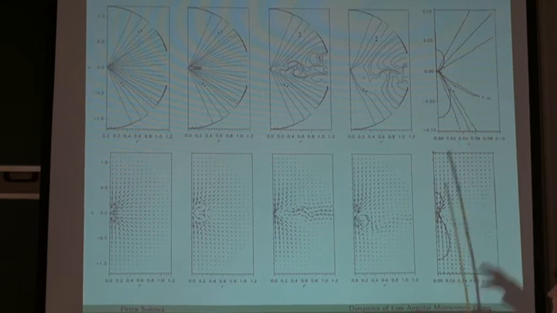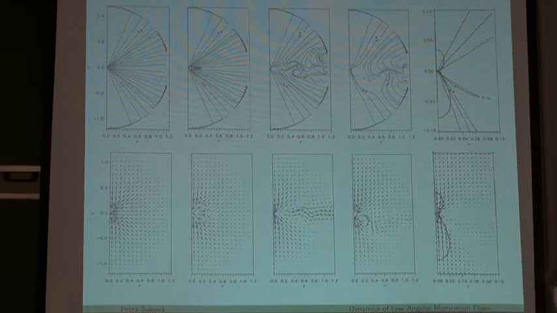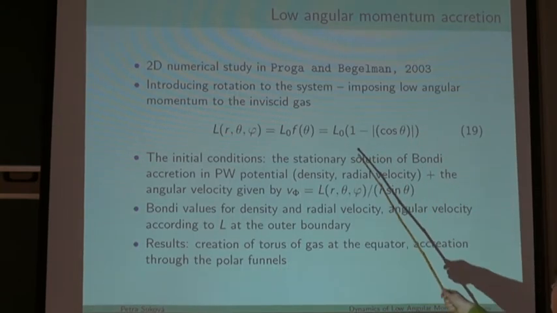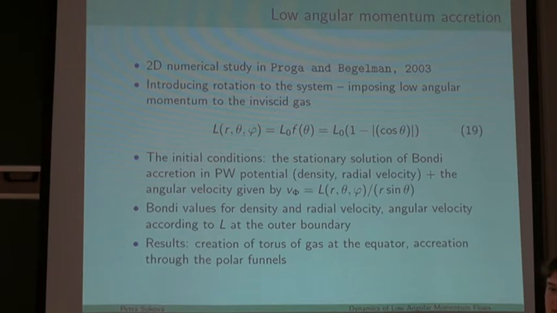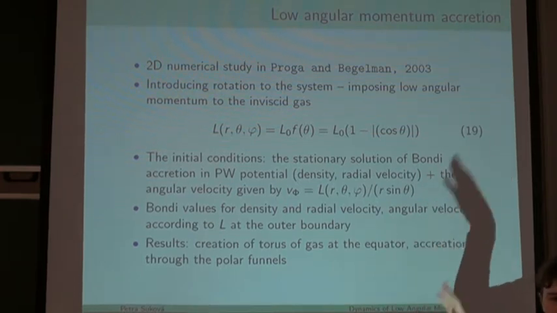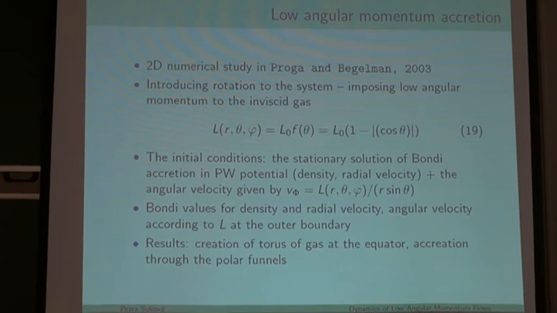So their computation was done in 2D. But this particular drawing corresponds to a particular dependence. This one is 1 minus cosine of theta. At the equator there is maximal angular momentum, and it decreases toward the poles. They use several functions. Is there a good physical reason for such an example? Yes, disks usually form around black holes at the equator. So maybe some gas from the evaporated disk or something like that.